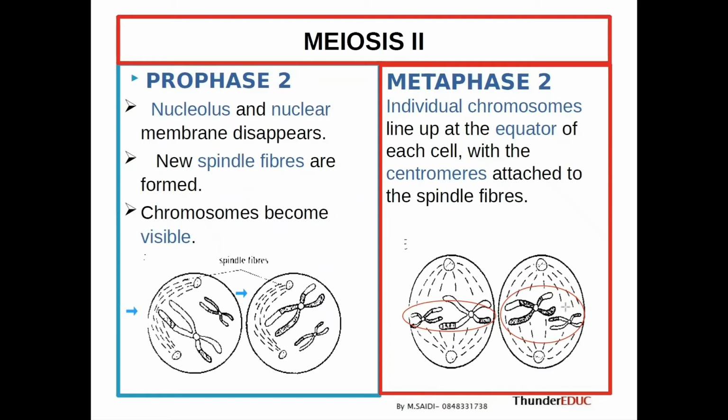Individual chromosomes line up at the equator of each cell with the centromere attached to the spindle fiber. So now this centromere, and then this centromere on this side, and then a spindle fiber, so the centromere is attached on one side. Okay, I hope it's becoming clearer and clearer.